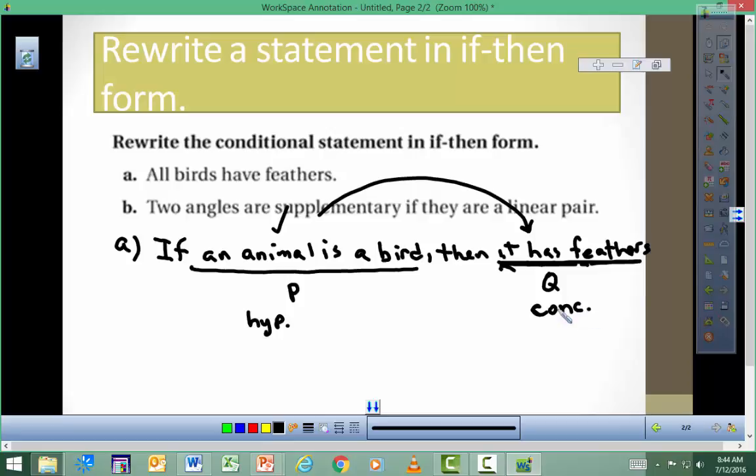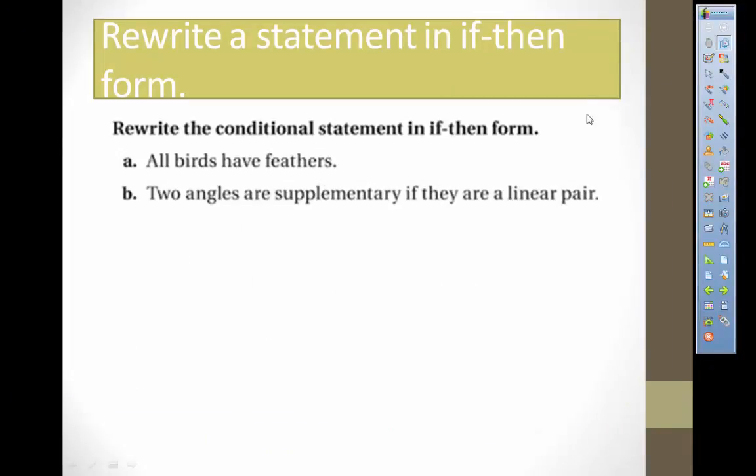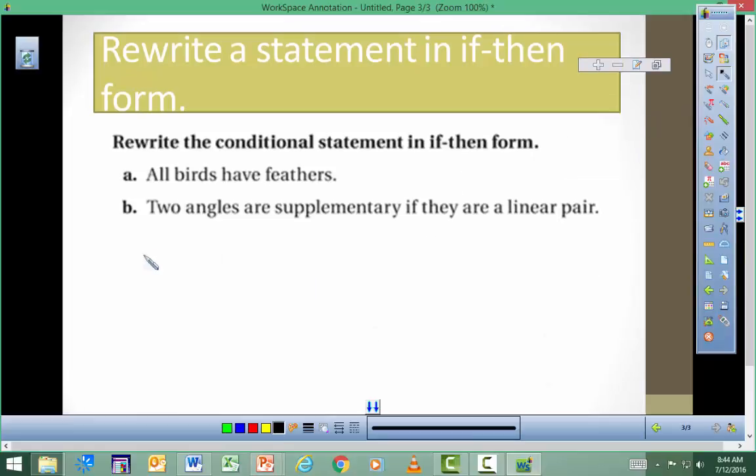So well, that's how we do the first one. Let's go ahead and try the second one now, part B here. Again, what we want to do is start off with the if part.